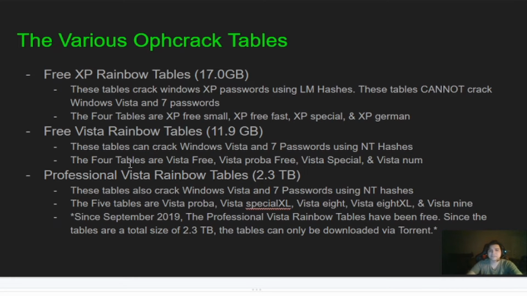And then the final one, you used to be able to pay money for it, but since September 19th, it is now free. And because it's 2.3 terabytes in size, you can only download it via torrent. So the professional Vista rainbow tables are able to crack Windows Vista and 7 passwords using NT hashes as well. And these 5 tables are Vista Pro, Vista Special XL, Vista 8, Vista 8 XL, and Vista 9.